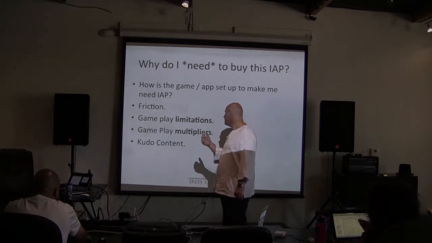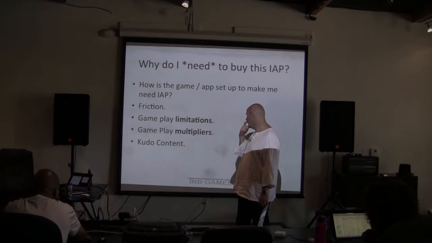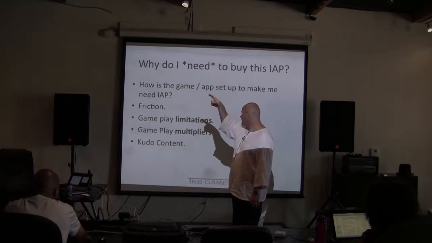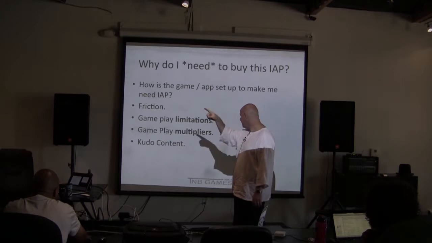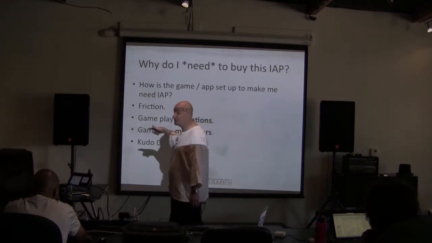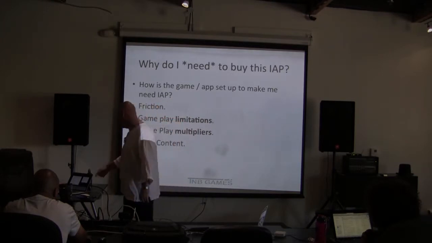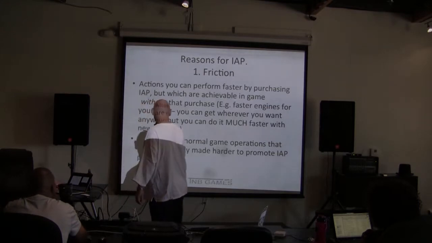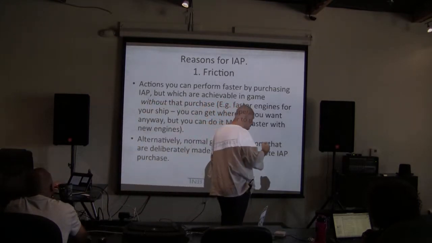Well, there are 4 major mechanisms. Well, there's actually 5, which is DLC, but we've already covered that. There's friction, gameplay limitations, gameplay multipliers, and Kudo content. We're going to go through each one of those and I'll explain what they actually mean as we go forward. So the first one is friction.